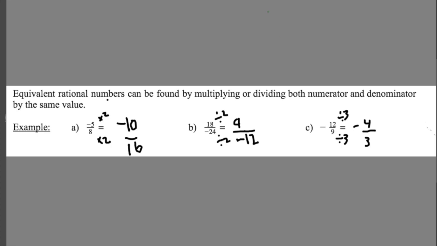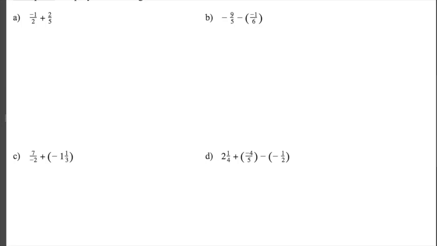So as we move on to the next examples, we're just going to simplify the following. So here you have -1 over 2 plus 2 over 5. We're going to need to make these the same denominators. So a common multiple for 2 and 5 would be 10. So to get the 10, you're going to multiply it by 5. So 5 times -1 will give you -5 over 10.